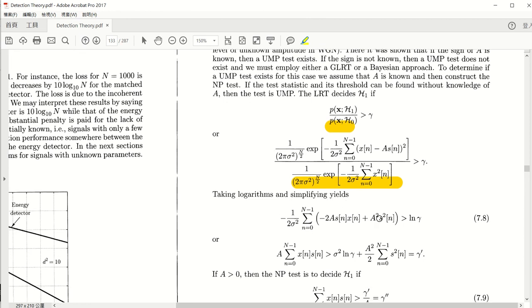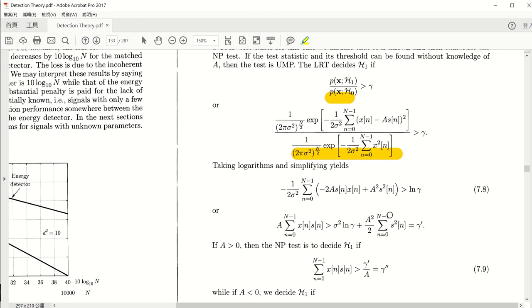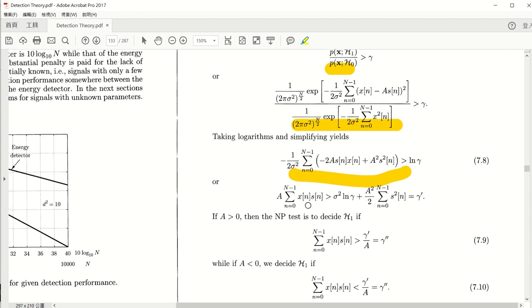Then we get this, again this cancels out and the exponent disappears, and the remaining power simplifies. You do some reformulations, then we get this, and we further simplify a little bit. So now this is familiar to us, right? It's like a correlation, as we did before, multiplied by A. We have the summation of x[n]s[n] larger than sigma squared ln gamma over A plus A over 2 times the summation of s squared[n], which equals gamma prime.